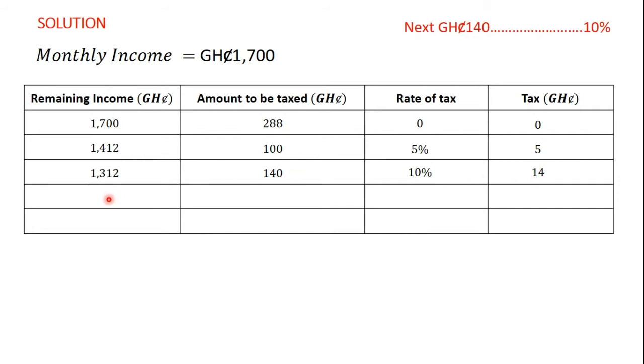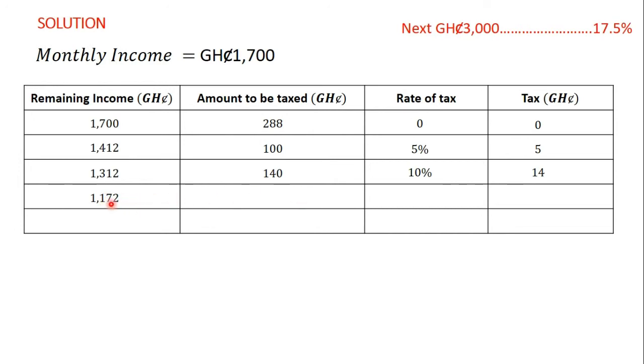The amount remaining for the fourth group is going to be 1,312 Ghana cedis minus 140 Ghana cedis, and that will give us 1,172 Ghana cedis. From the question, we are told that the fourth group is the next 3,000 Ghana cedis, and the rate of tax is 17.5%. But we can see from our table that the amount remaining is only 1,172 Ghana cedis. It is not up to 3,000 Ghana cedis. That means that the amount to be taxed will be the same as the amount remaining.